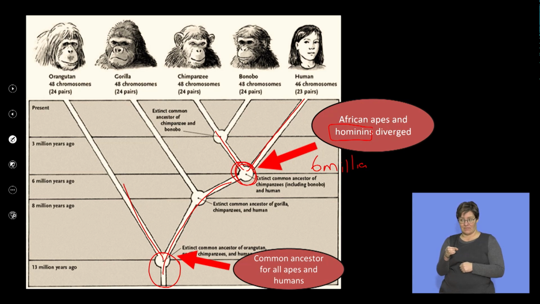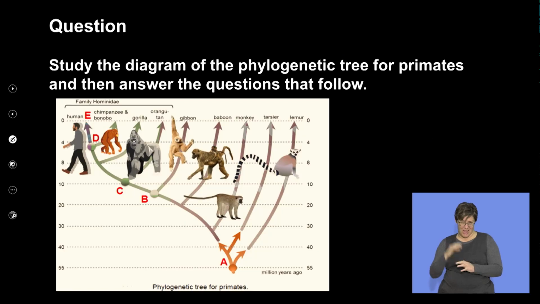And this is now, as you can see, finally going to lead us to what we are, the Homo sapiens. Okay, very, very confusing, I know. But let's have a look here. It's a lovely little phylogenetic tree. Let's answer it and see if it becomes a little bit clearer.